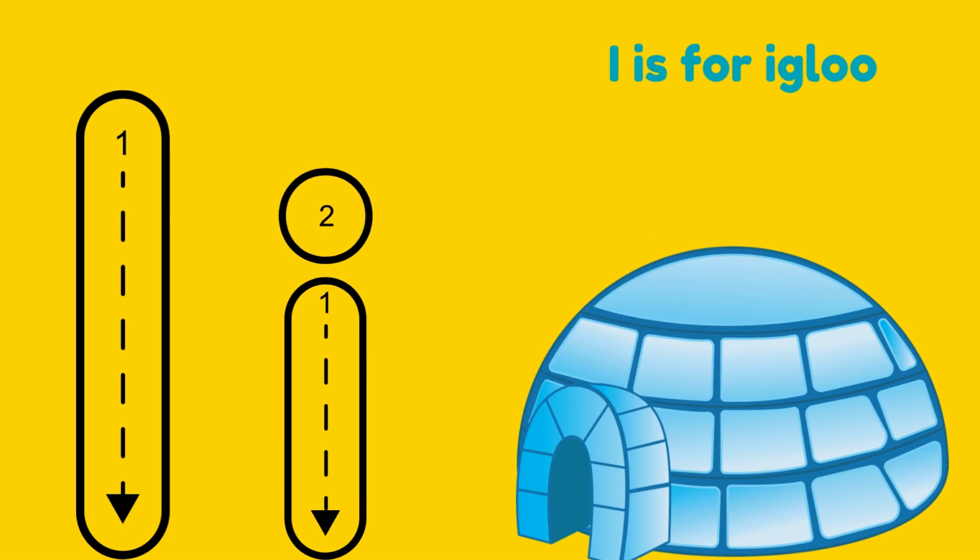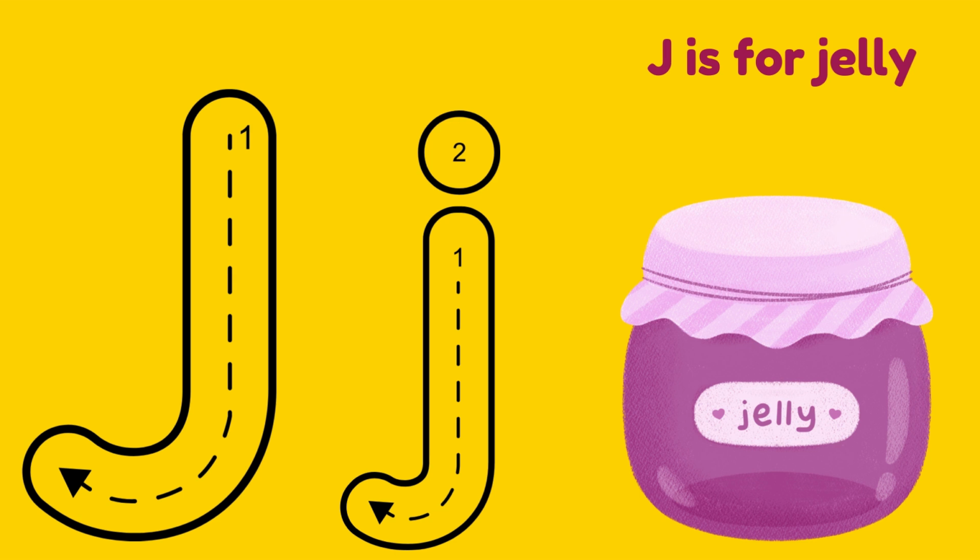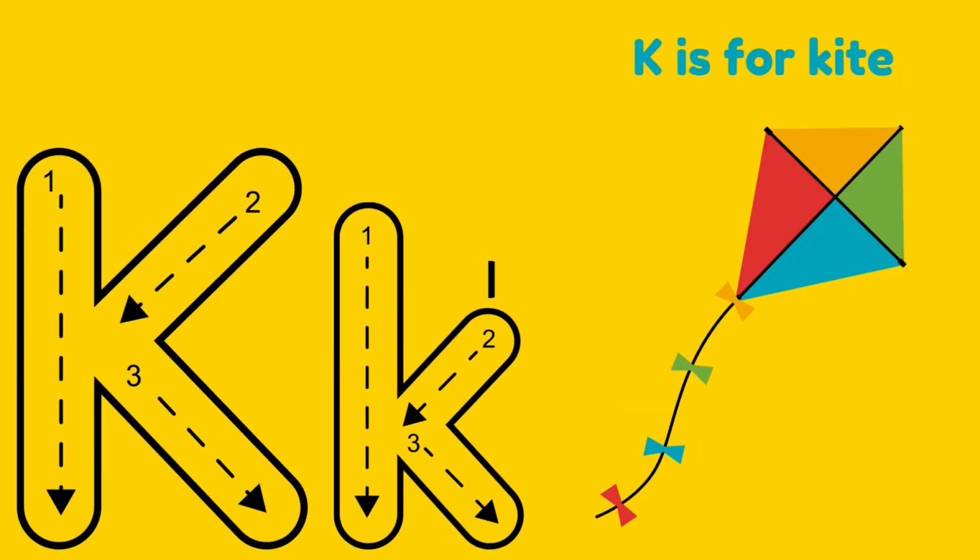I is for igloo, icy and cool. Trace your I like a sparkling jewel. J is for jelly, wiggly and fun. Trace your J until you're done. K is for kite, flying up high. Trace your K and reach for the sky.